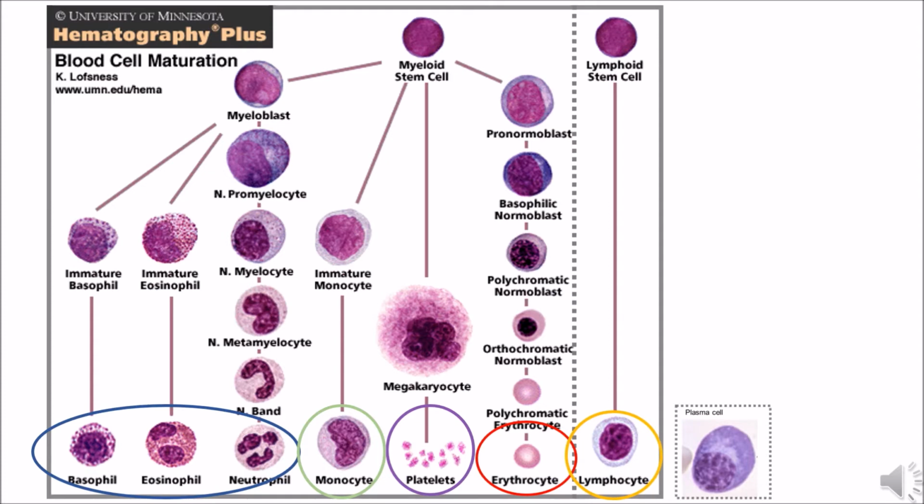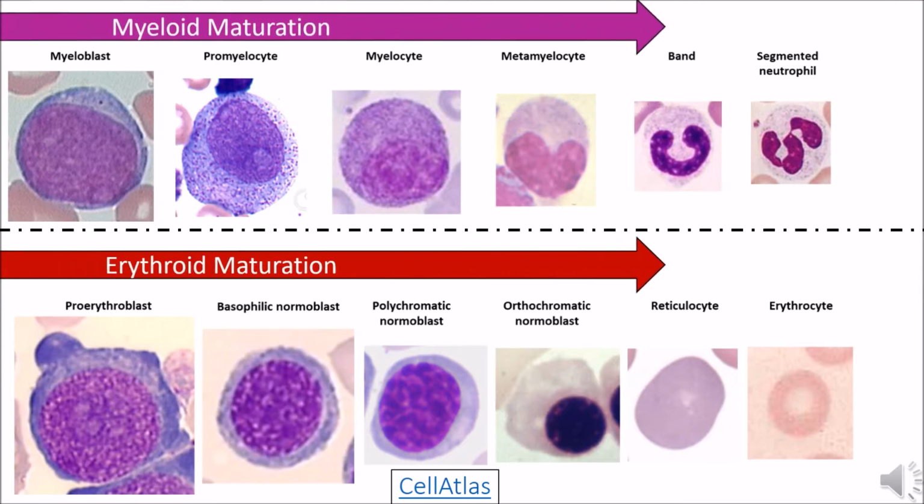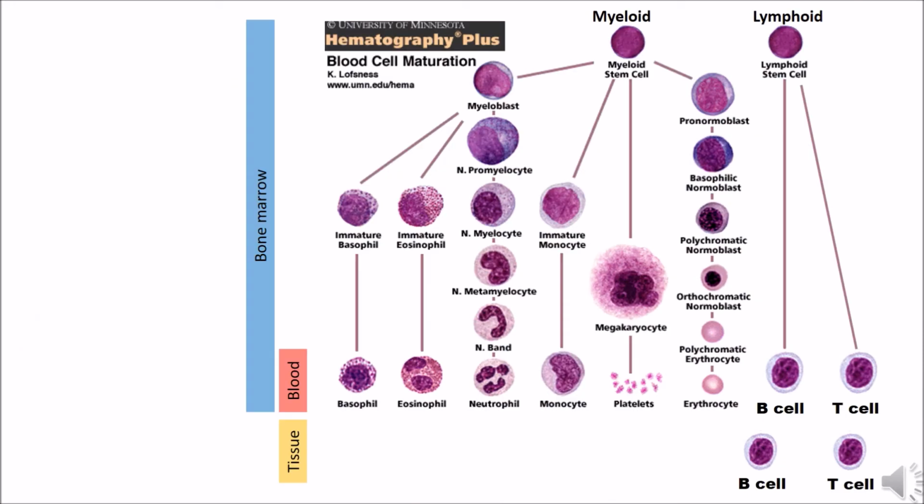Plasma cells are primarily found in tissues. Erythroid and myeloid pathways show analogous differentiation. As they mature, the cells get smaller, their chromatin condenses, and the cytoplasm changes. Granulocytes gain granules and red blood cells gain hemoglobin. The nucleus of granulocytes also becomes segmented. To learn more, you can check out Cell Atlas, a smartphone application with excellent pictures and detailed descriptions, which is referenced here. Now let's focus on hematologic neoplasms.